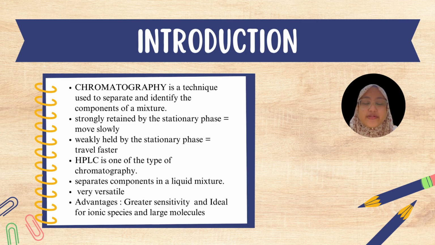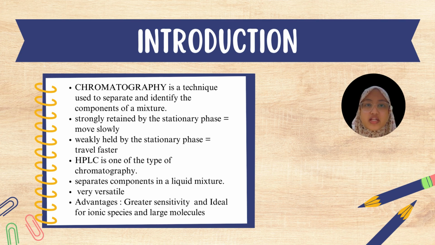Chromatography is a technique used to separate and identify the components of a mixture. It works by allowing the molecules present in the mixture to distribute themselves between a mobile and a stationary phase. Components that are strongly retained by the stationary phase move slowly with the flow of the mobile phase. In contrast, components that are weakly held by the stationary phase travel rapidly. As a consequence of this different mobility, sample components separate into discrete bands that can be analyzed qualitatively and or quantitatively. High-performance liquid chromatography, also known as HPLC, is one of the types of chromatography.